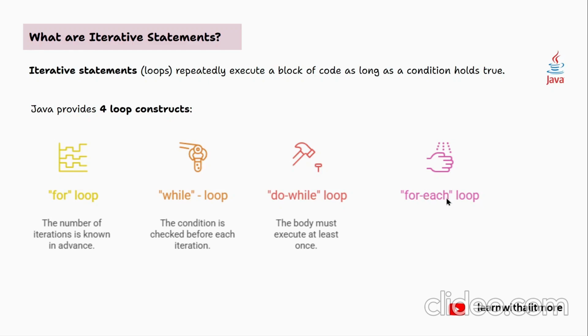This is specially added in Java in the later versions. It was not added in the very first version. This is for traversing an array. If you want to traverse an array and you don't know how many elements are there in the array, you want to traverse all the elements one by one, or you want to traverse a collection object.